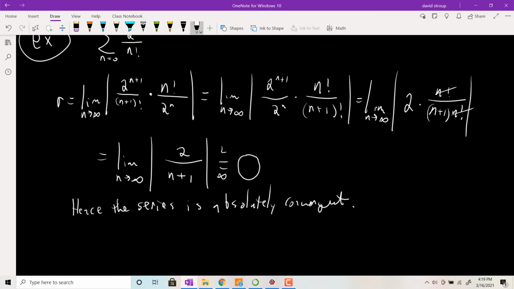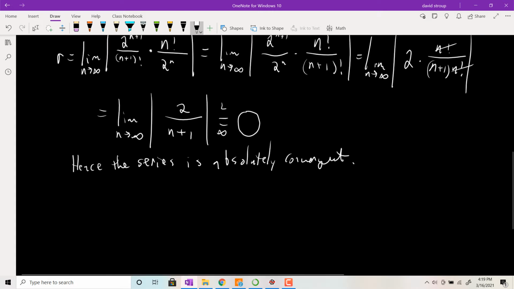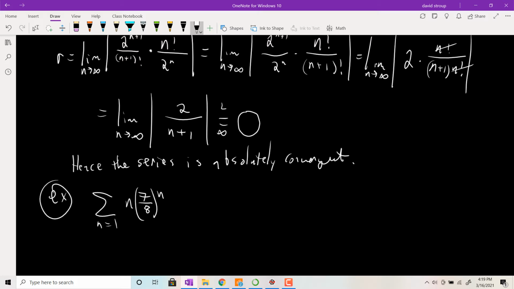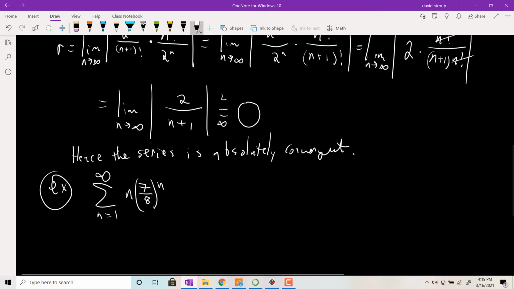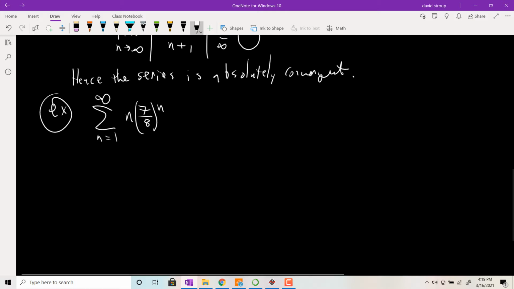Okay, let's look at another one. Let's use the root test this time. Usually you'll use the ratio test most of the time, like 90% of the time. The root test kind of often is a shortcut, and it gives you a way of getting rid of that n exponent. So it's 7/8 to the n. You could use the root test to get rid of that because the root test involves an nth root, right?